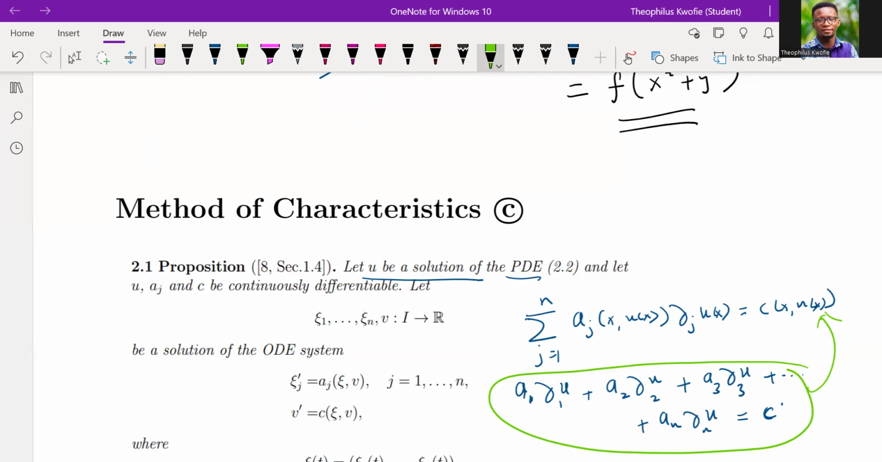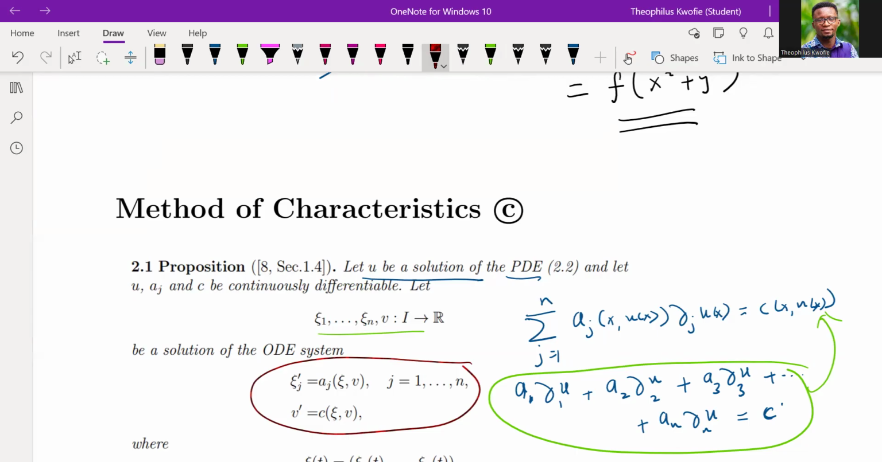Now we want to say that U is a solution of this particular PDE, and let U, A_j, and C be continuously differentiable. And we also want to say, let Xi1 up to Xi n, and V also be the solution of the given ODE. So this is the ODE we are considering. Now I want us to link something here. Let's try and link something.